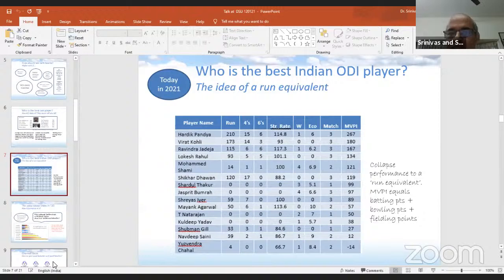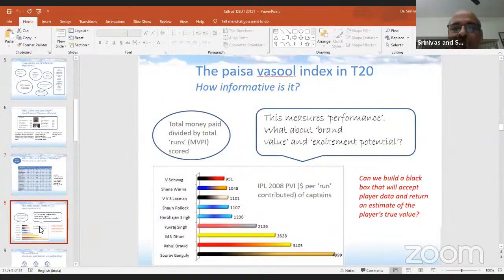The most valuable player index tells you, in terms of a single variable called run equivalent, how much you're contributing. Okay, now let me go on to the next. This is another index we devised. We call it the Paisa Vasool Index.